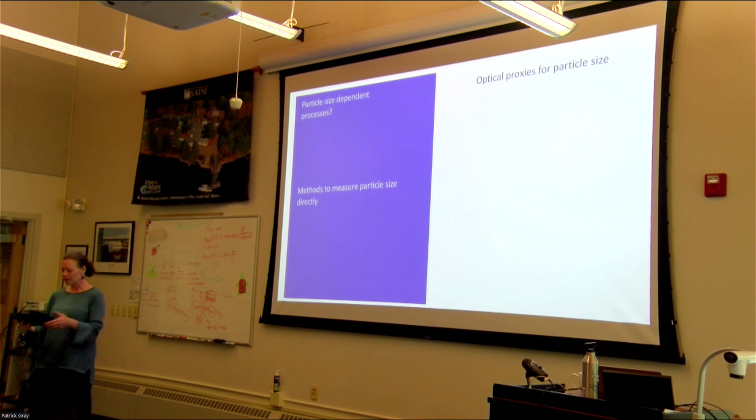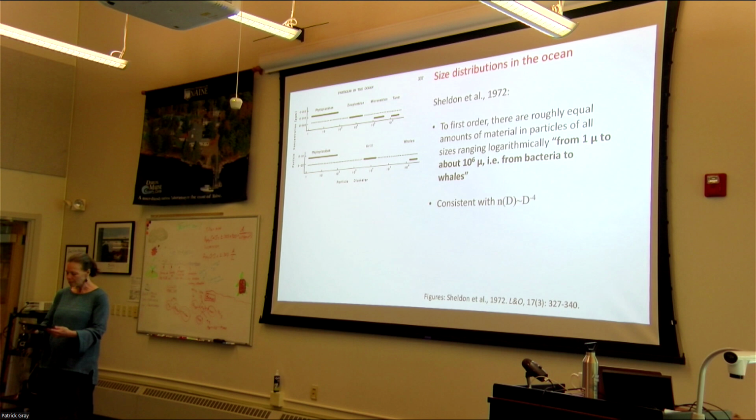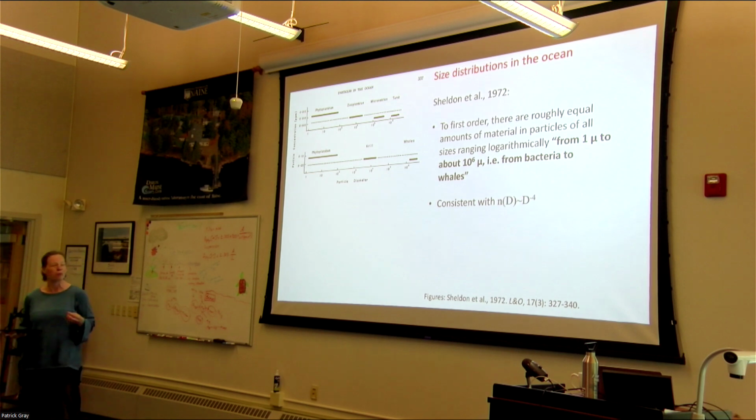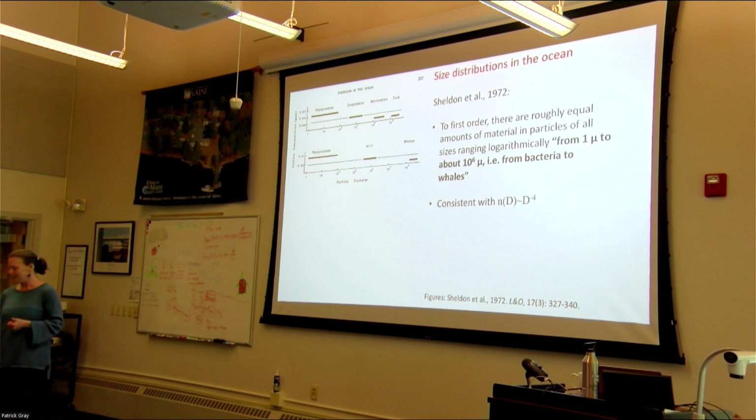In advance of doing that, I just want to give you some vocabulary. Size distributions in the ocean for particles, organisms, etc., have been of interest for a long time. There was a pretty classic paper, Sheldon et al. in 1972, that tried to take this broad global approach to cataloging the size distribution of everything from phytoplankton to whales.